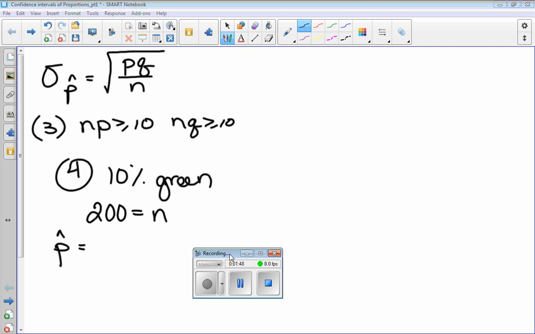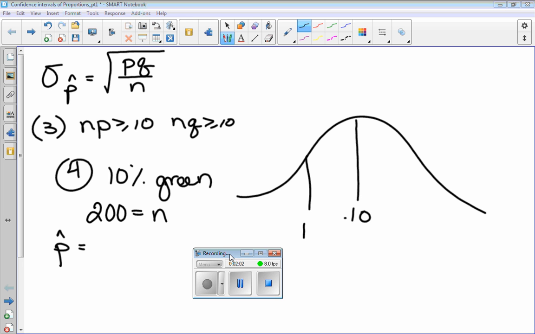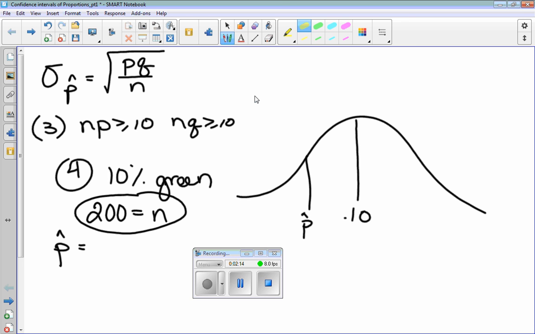Because when you were trying to figure out your normal model, you have your P, 10% are green. So 0.10 is the claim, right? And then you would figure out what your actual proportion was. We'll call it P hat, and go from there. But what we're looking for here is what happens as N increases. In the formula for standard deviation, you're dividing by that number.